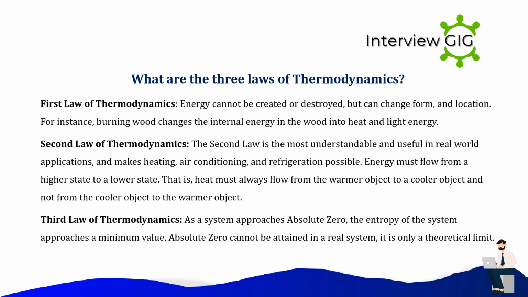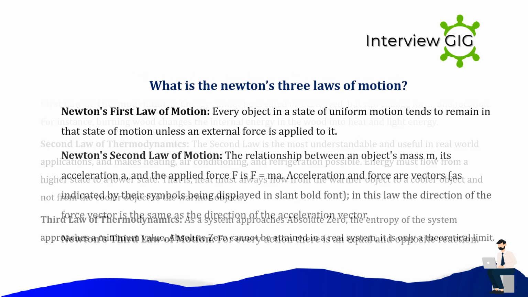That is, heat must always flow from the warmer object to a cooler object and not from the cooler object to the warmer object. Third law of thermodynamics: as a system approaches absolute zero, the entropy of the system approaches a minimum value. Absolute zero cannot be attained in a real system; it is only a theoretical limit.